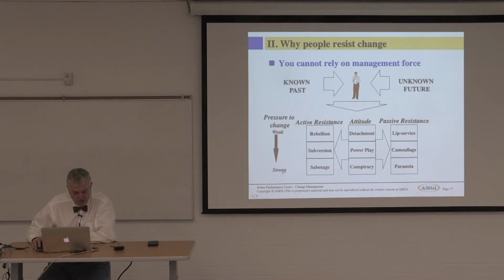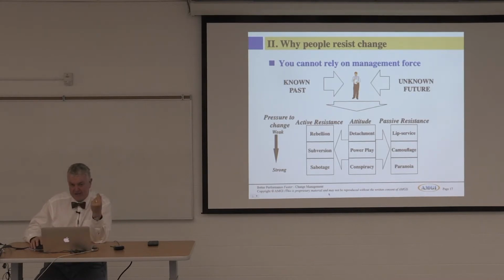But let's look at the strong pressure to change. This is where the attitude is a conspiracy. The passive resistance is paranoia. They're afraid. They have to change, but they're afraid to actually move ahead because they're afraid of failing. They're afraid of the risk. So they put their heads in the sand and maybe even get sick, get ill. That's where a lot of illnesses come from.